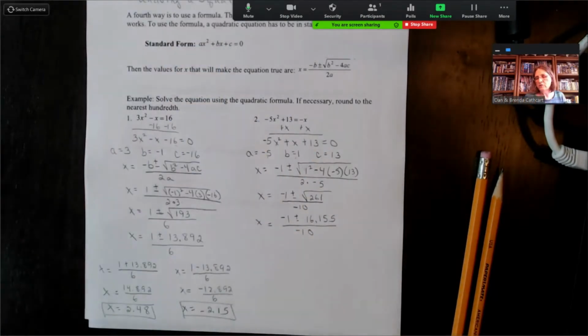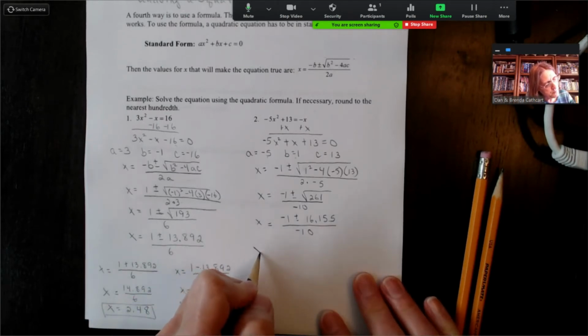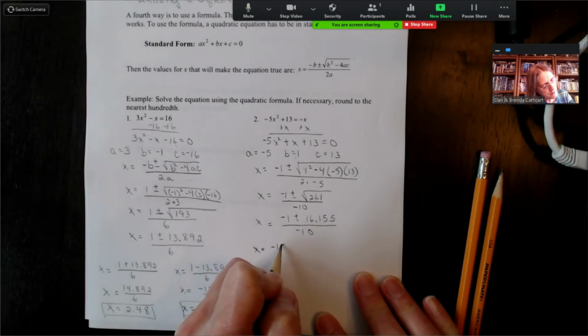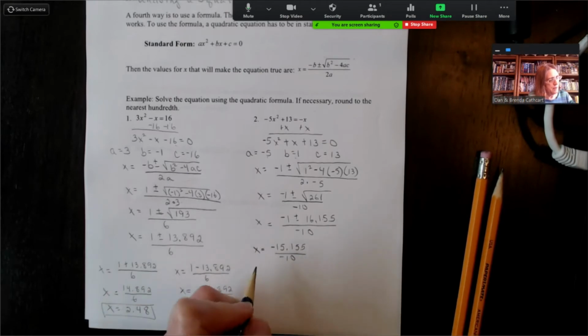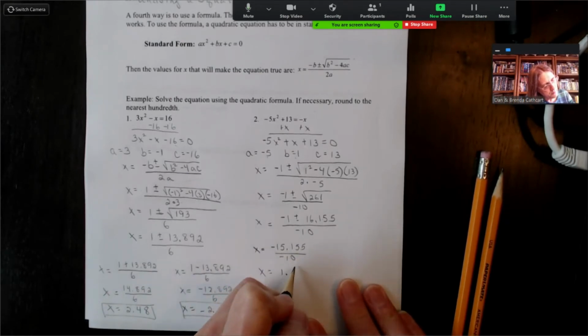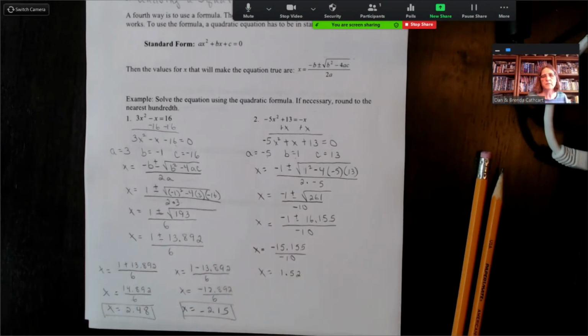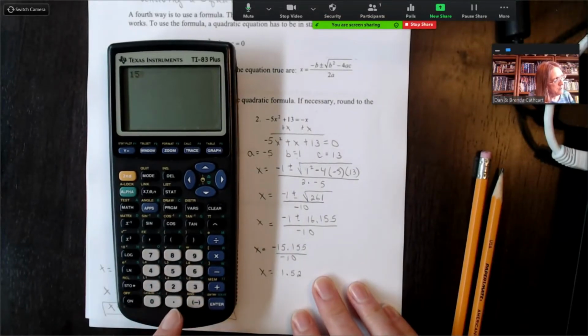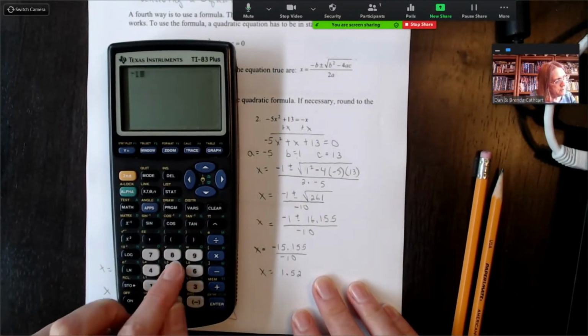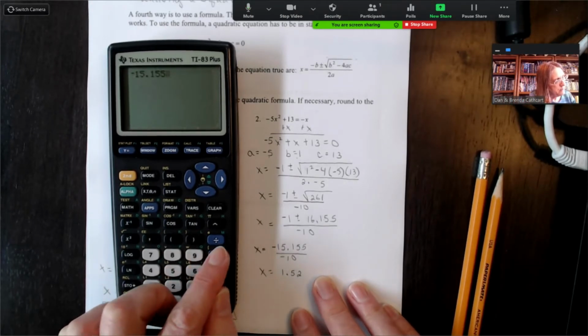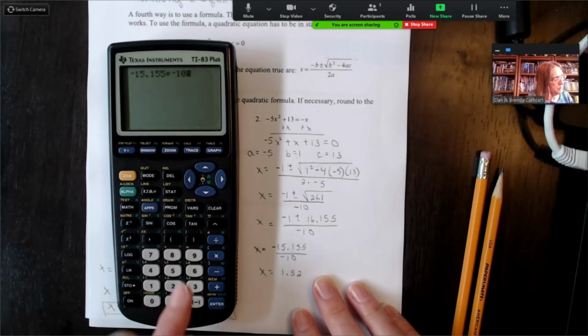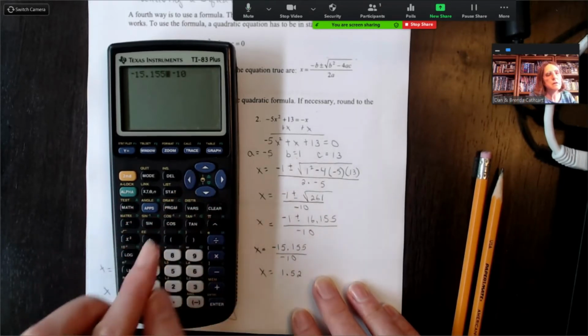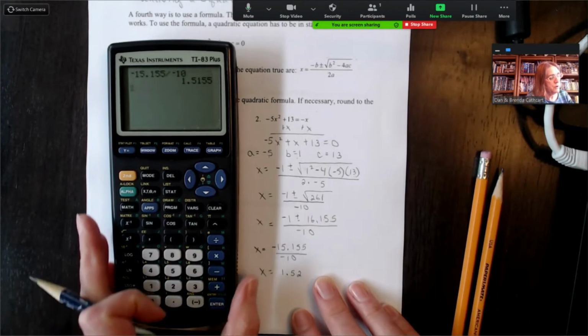Now we're going to split it into the two values. The first thing I'm going to do is negative 1 plus 16.155, which is negative 15.155, divided by negative 10. And when we divide that, we get 1.52. Let me show you on the calculator for those of you who like to see that. Negative 15.155 divided by negative 10. Whoops, I did times. Let's hit that again. Divided by negative 10. 1.52.